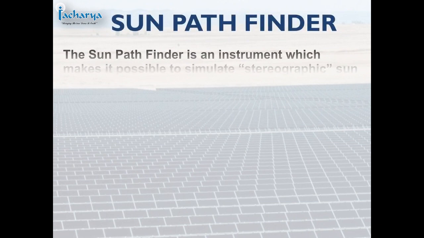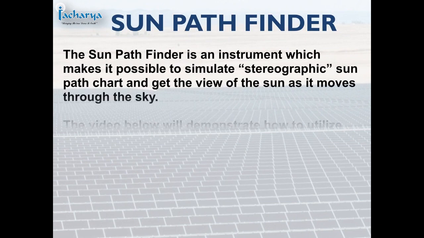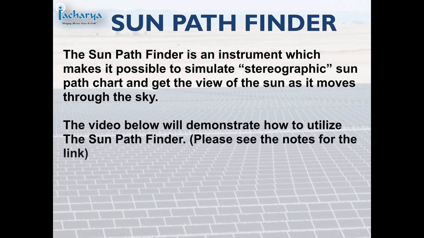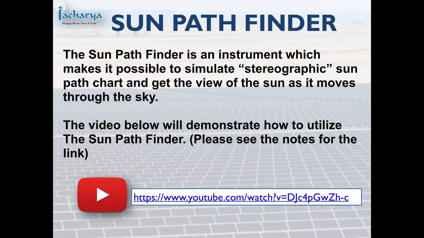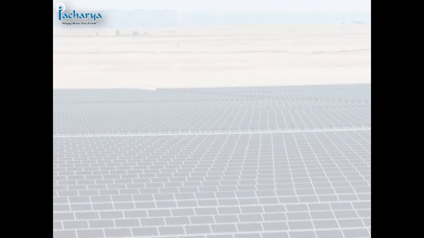Sun Path Finder. The Sun Path Finder is an instrument which makes it possible to simulate a stereographic sun path chart and get the view of the sun as it moves through the sky. This video will demonstrate how to utilize the Sun Path Finder. Now, you also know how to use the Sun Path Finder.